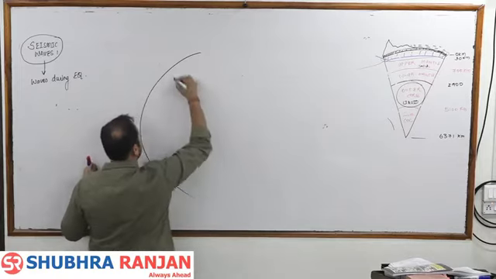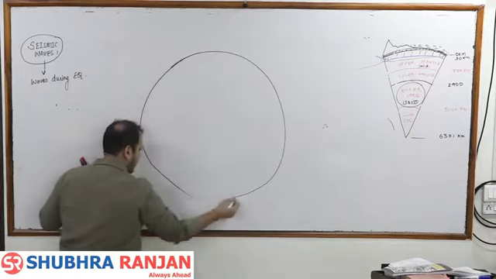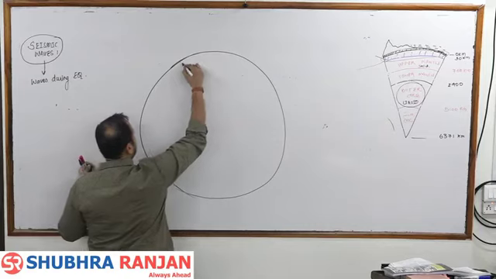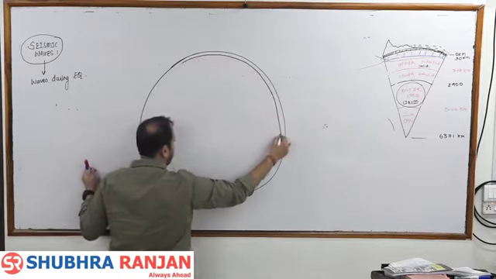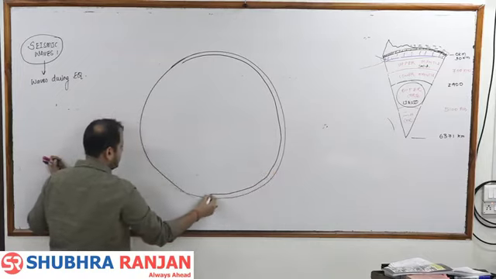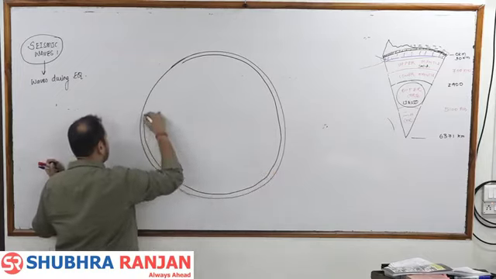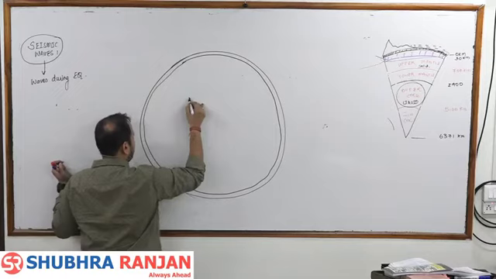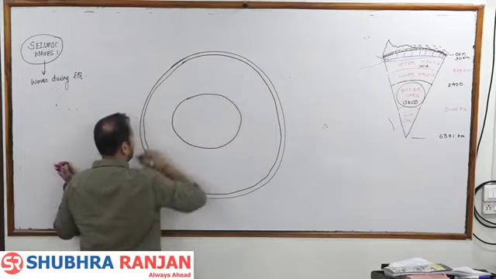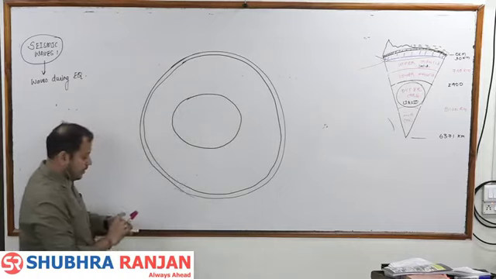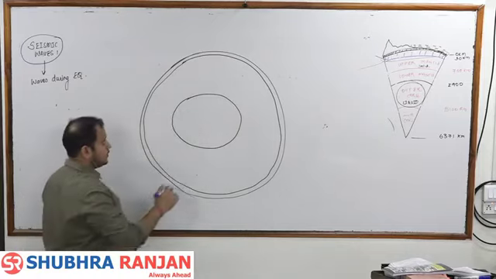This is the earth. Earth is divided into crust, mantle, and the innermost part is core. Crust, mantle and core. Blue color I will show with P wave.